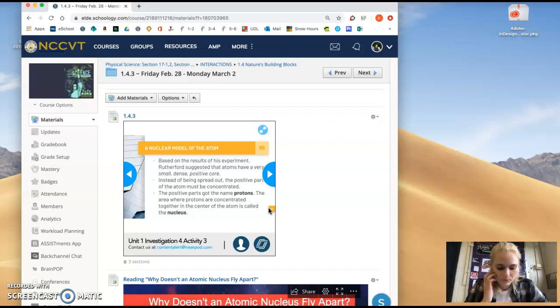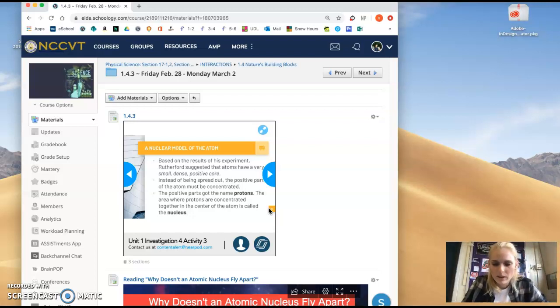I'm trying to think of a candy that has a small center, but I can't think of one at the moment. It's like the peanut in the middle of an M&M, but peanuts are kind of huge, so that's a bad example. But small center is the nucleus.